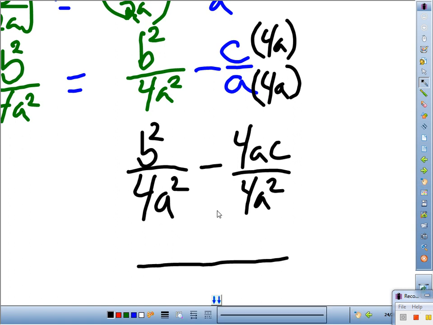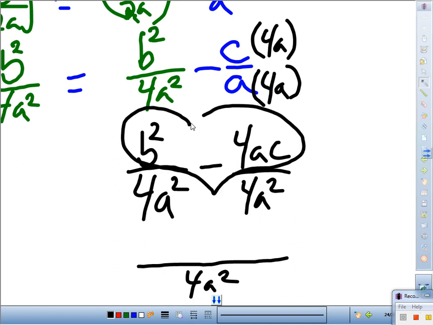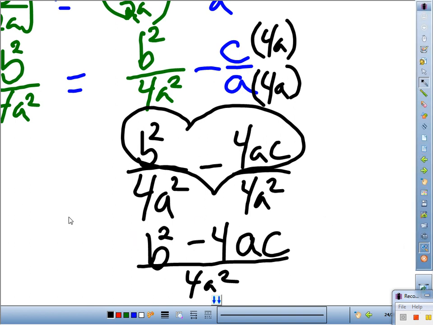What is my common denominator? 4a squared. And then I focus on the numerators. Can we combine this with that? No, they're 2 different variables, but can I write it out like this? Yes. B squared minus 4ac. Notice that I already combined these 2 into 1. Are we there? Since I did that, check this out.